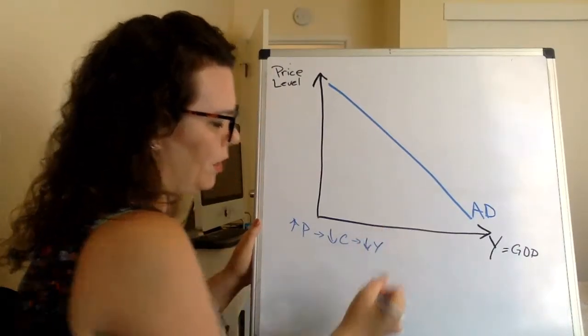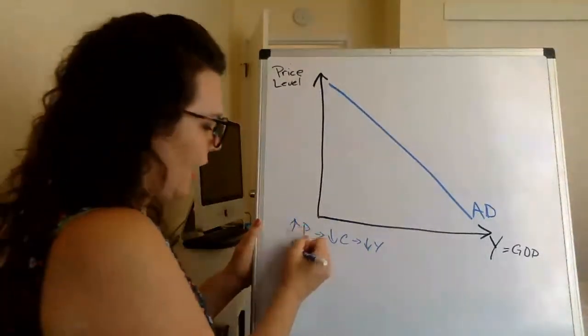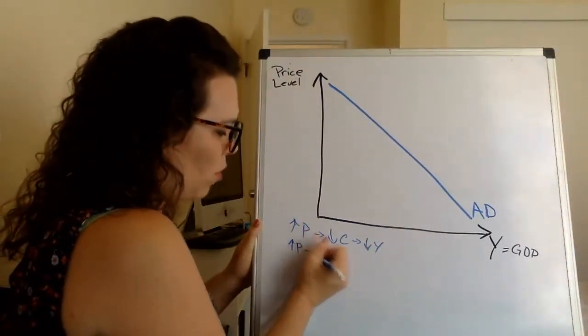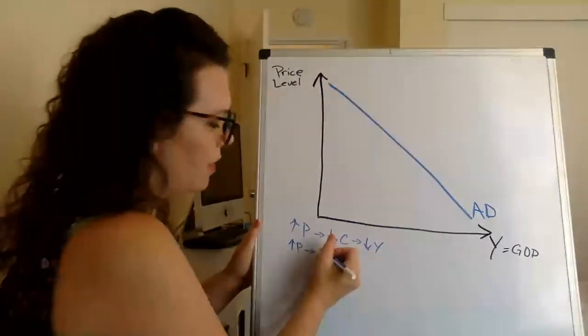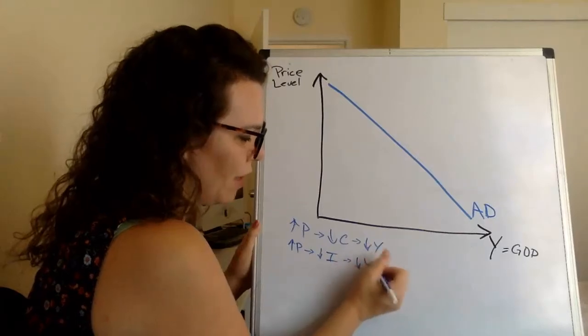There's also the interest rate effect, which says that as the price level goes up, we're going to tend to see interest rates go up. That's going to decrease investment spending and have a negative effect on output.